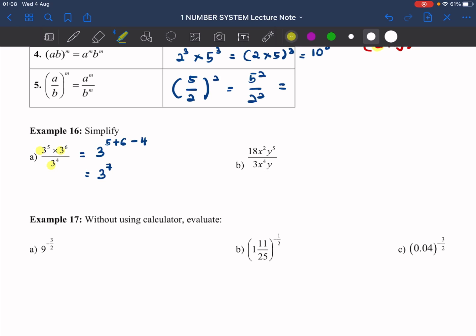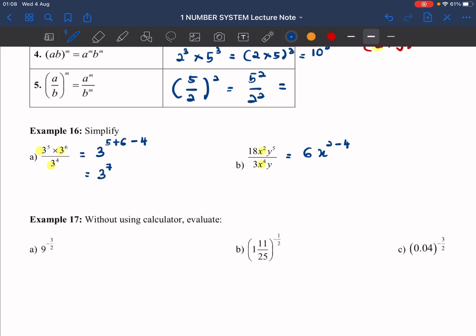Okay, kalau base tak sama tak boleh lah. Okay, now the second question we have 18x square y5. 18 dengan 3 ni boleh simplify terus. So 18 divided by 3 we have 6. Okay, so kita settlekan x dulu. X square divided by x 4. So x to the power of 2 minus 4.